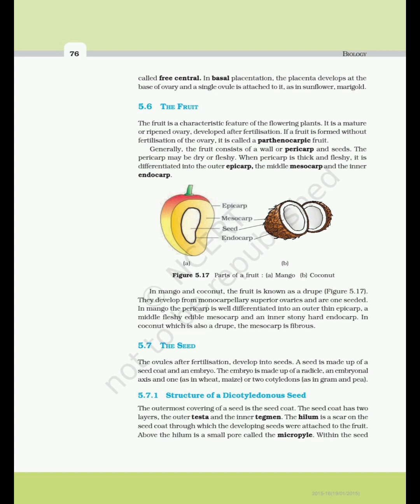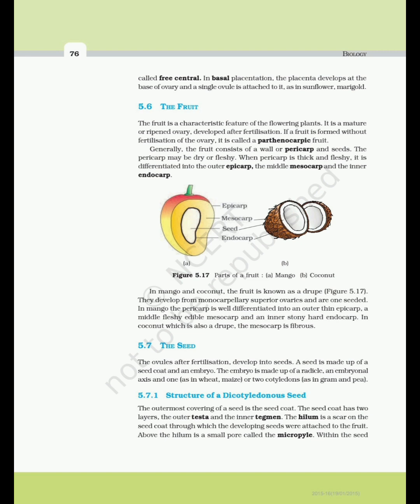In mango and coconut, the fruit is known as a drupe, figure 5.17. They develop from monocarpellary superior ovaries and are one-seeded. In mango, the pericarp is well differentiated into an outer thin epicarp, a middle fleshy edible mesocarp and an inner stony hard endocarp. In coconut, which is also a drupe, the mesocarp is fibrous.